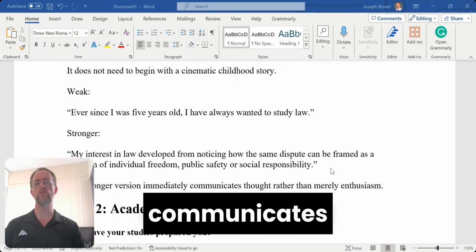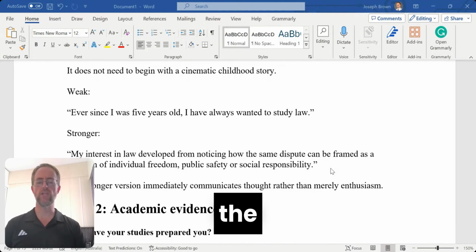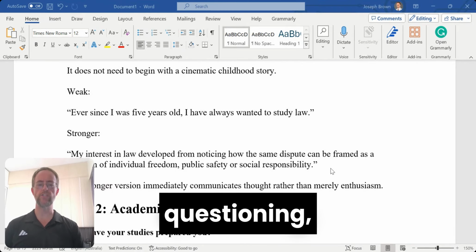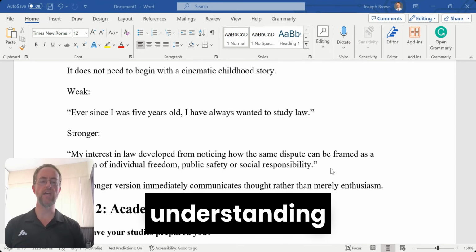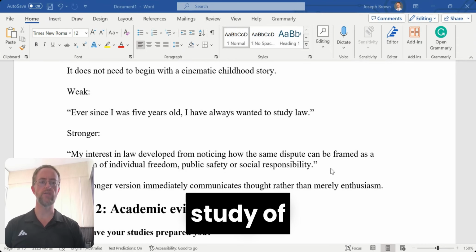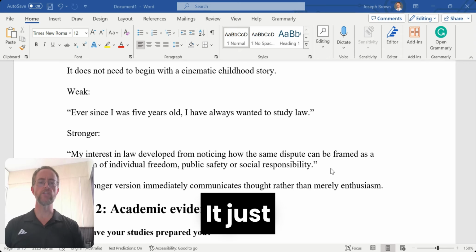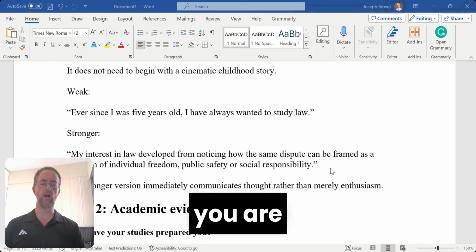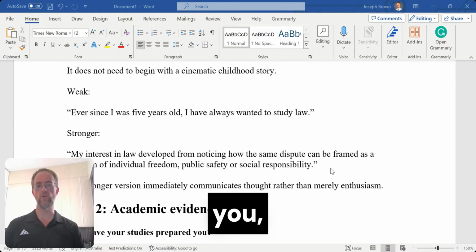It immediately communicates not just the interest for what you want to study, not just the critical thinking and the questioning, not just an understanding of what the actual study of law is about. It just shows straight away that you have done the work, that you are thinking about getting involved way more than a dream from 5 years old.